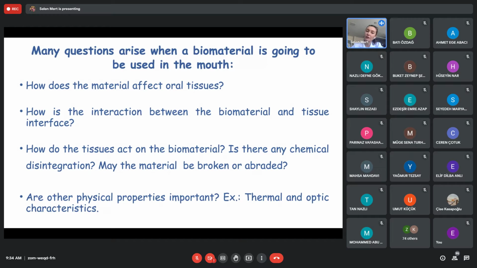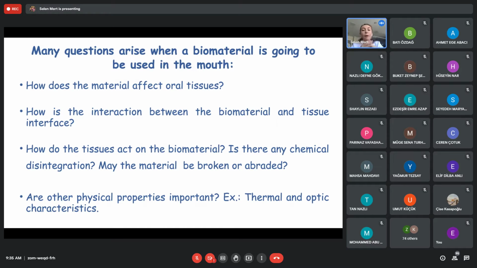And how does the material affect oral tissues? Is it going to irritate our patient's mouth, or like that? How is the interaction between the biomaterial and tissue interface? Will there be any disintegrations and breakings on the material when our patients use it?